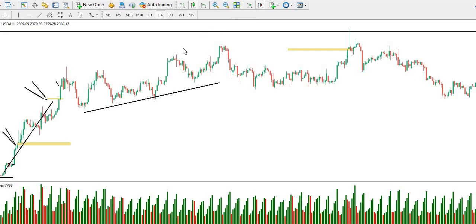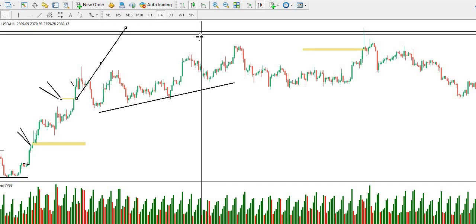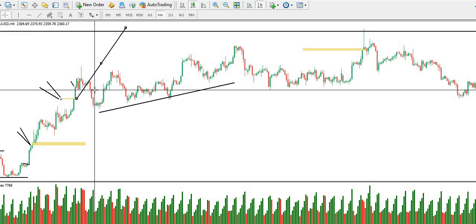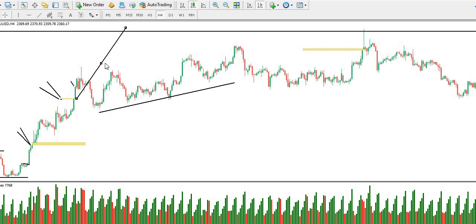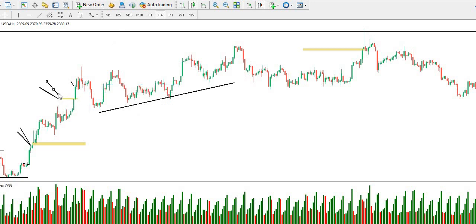Let me zoom it out a little. Now we will take it from this point to see that it has traveled exactly the same amount as it traveled before the gap appeared. So this statement was correct. The runaway gap, as we can see, is in the middle of the trend.